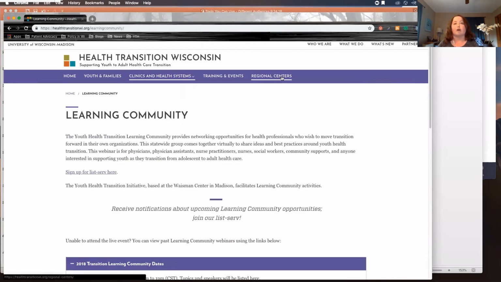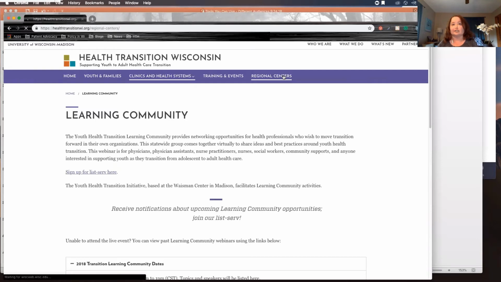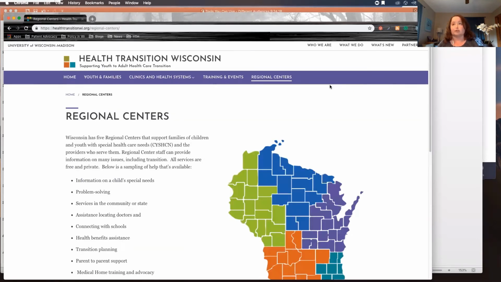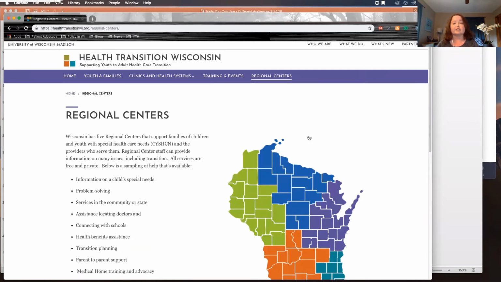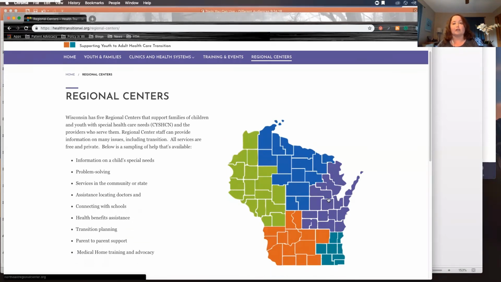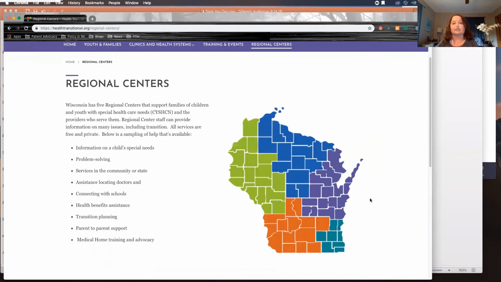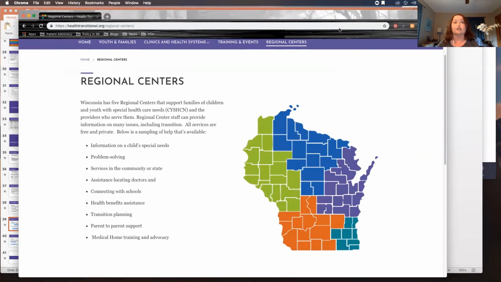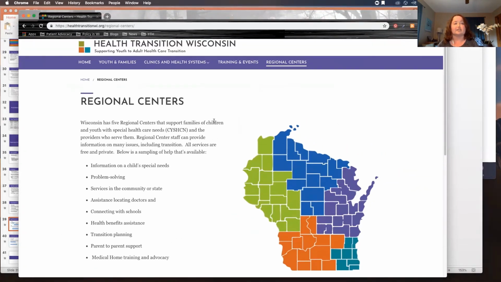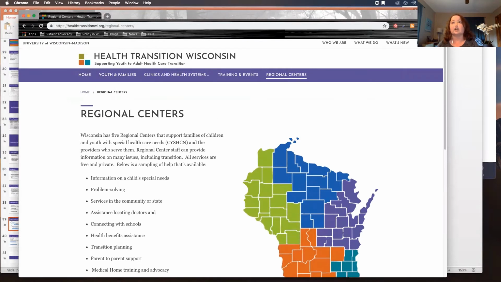We do also offer a list of our regional centers. We are in close partnership with our regional centers, and they are a great support to us throughout the state of Wisconsin. And so I really would encourage anyone who has some time to identify where your regional center is and to peruse their website and see if they have any additional information that they could provide to you regarding things that are specific to your area of Wisconsin.